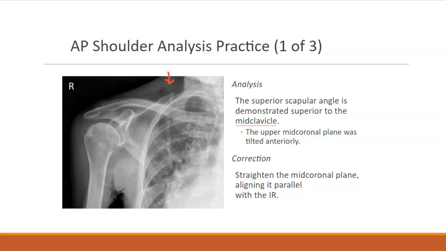We should also be looking at the location of the medial clavicular end and its relationship to the vertebral column. It is lying in the appropriate spot, right lateral to that vertebral column, so there is no rotation.